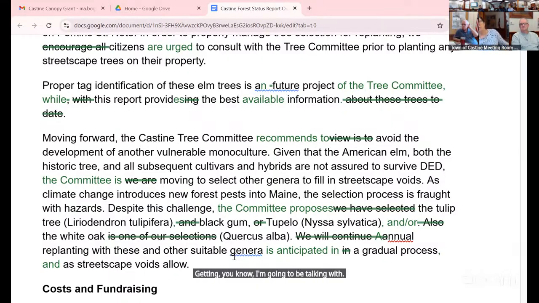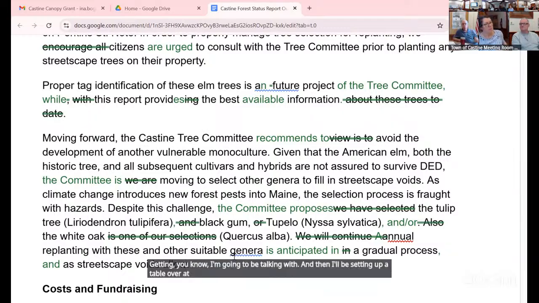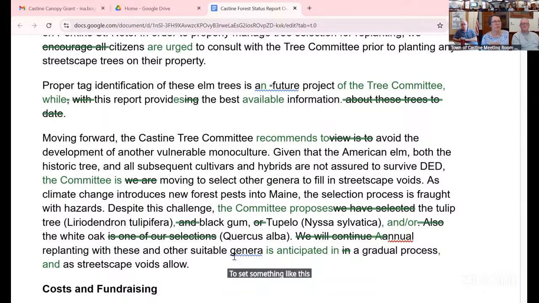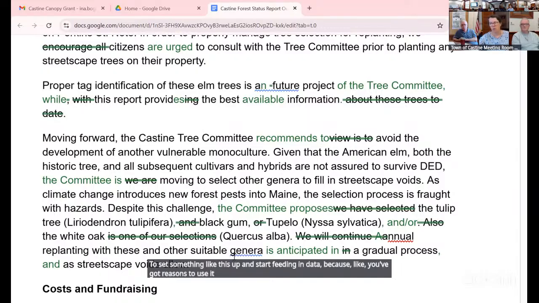and I'll be setting up a table over at MMA in September on their community engagement day, and maybe we can talk to professors and see if we can get some student help to set something like this up and start feeding in data, because you've got reasons to use it for the water.